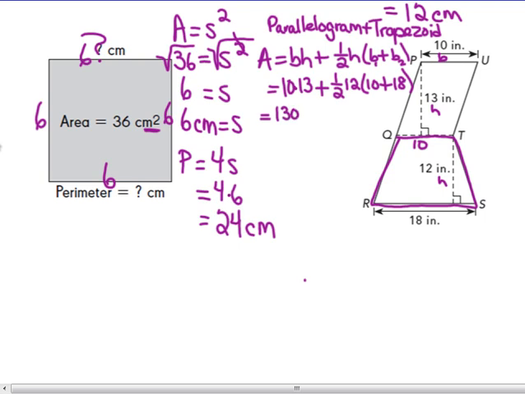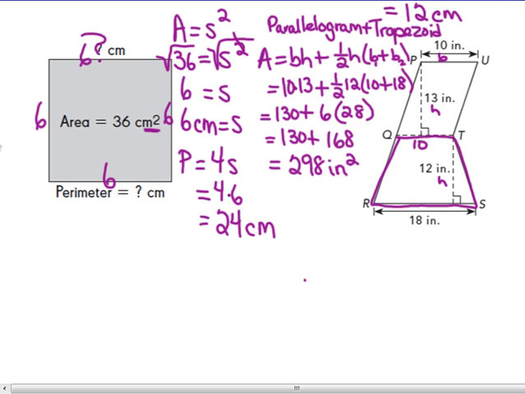Can't do the adding. No. Plus 1/2 of 12. I'm going to do that. Multiplying is 6. My parentheses times what's inside my parentheses is 28. So I've simplified my expression using order of operations. So 10 times 13, 130. 1/2 of 12 is 6. 10 and 18 is 28. 6 times 28 is 168. So 130 plus 168. My area of my parallelogram put on top of my trapezoid here, 298 inches squared.